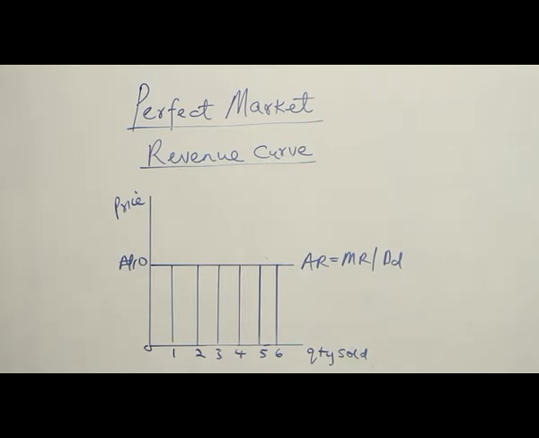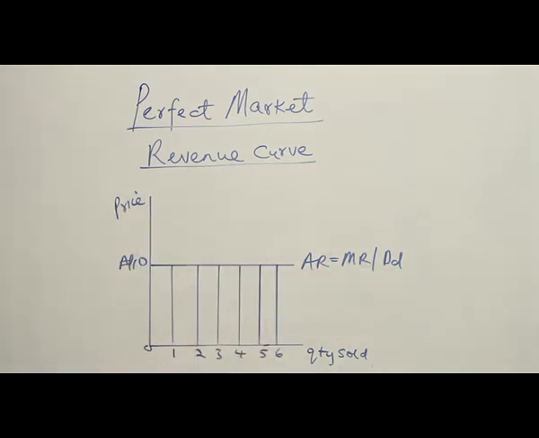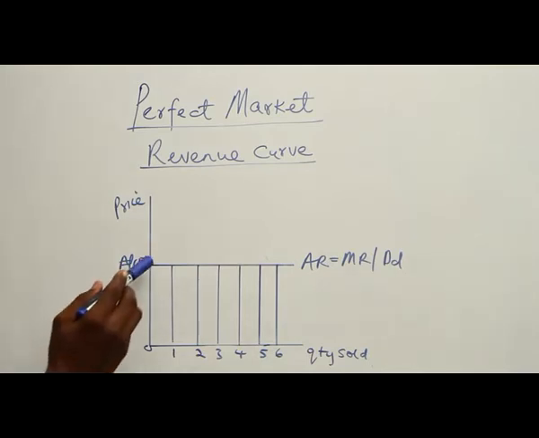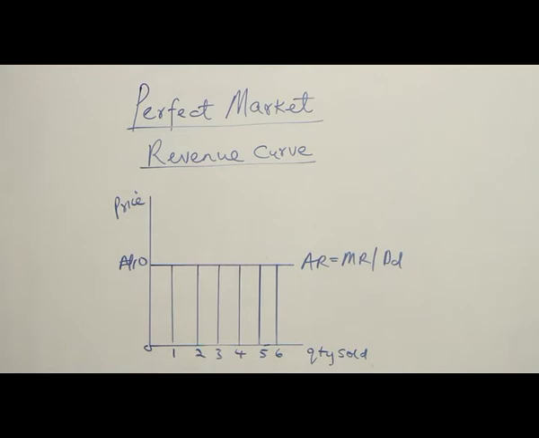Having explained revenue schedule under perfect market, let us look into perfect market revenue curve. And under revenue curve, we are interested in average revenue and marginal revenue. So we ignore total revenue when we want to analyze. Now, when you look at the diagram very well, you see this horizontal curve. If you can remember vividly, when we explained types of price elasticity of demand, we had one that we call perfectly elastic demand curve.